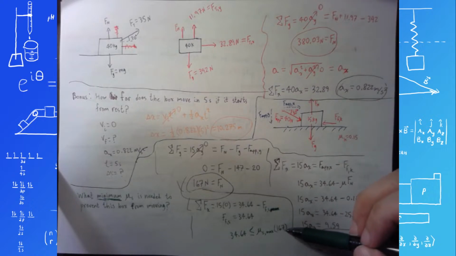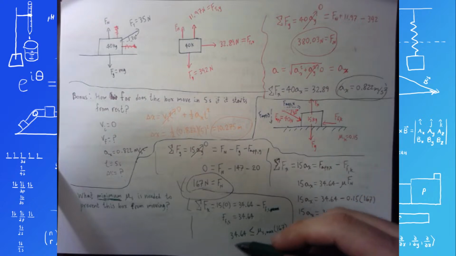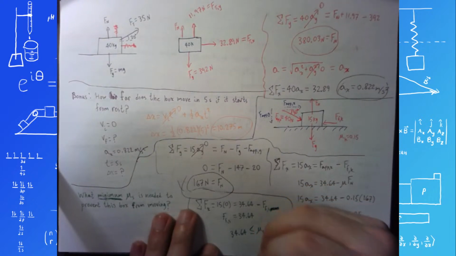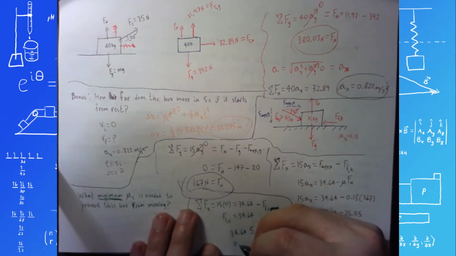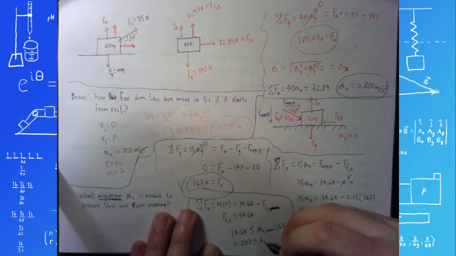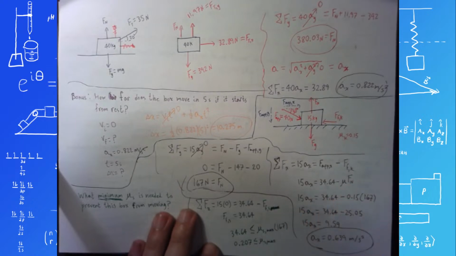So of course, I'm just going to divide by 167. 34.64 over 167 is equal to 0.207. And is that still visible on the screen? Yes, it is. 0.207 is less than or equal to the coefficient of static friction maximum.